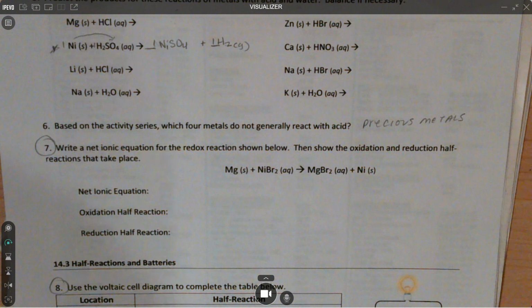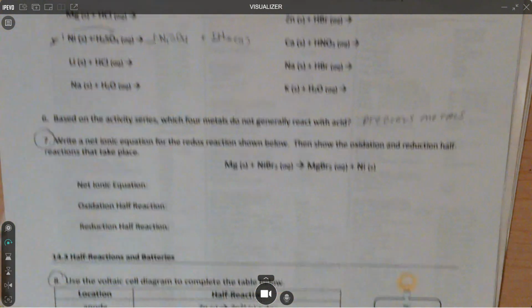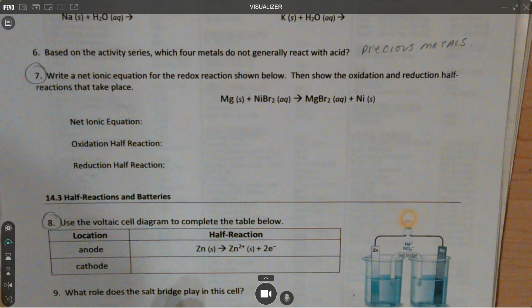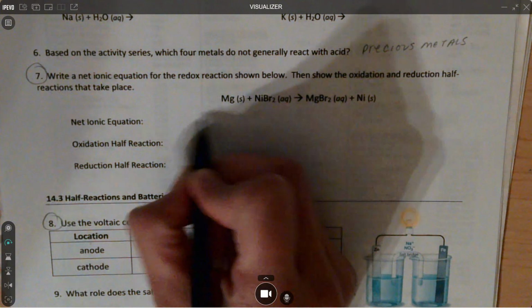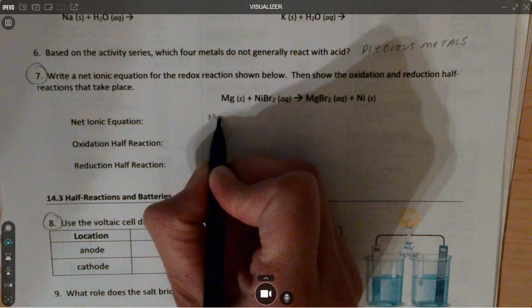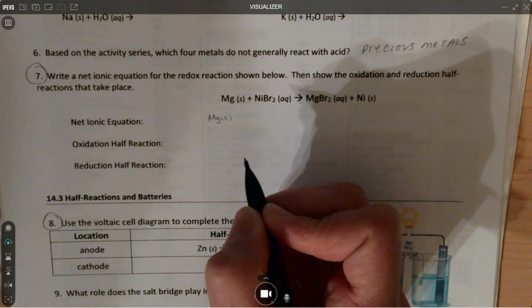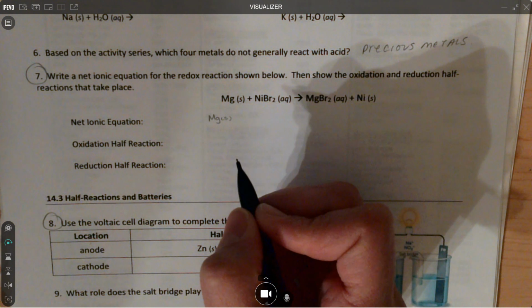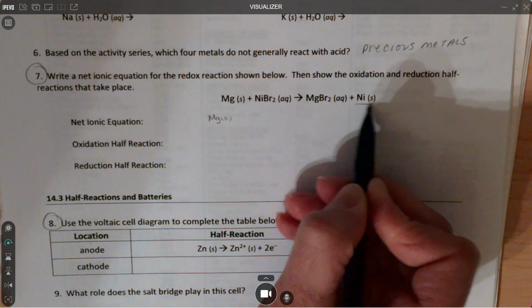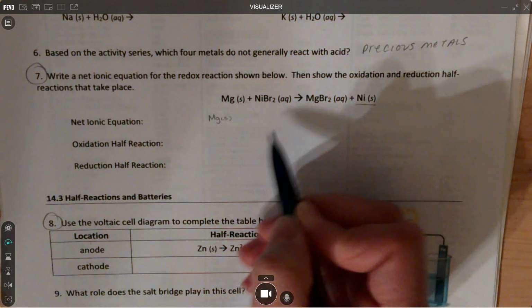Number 7, write a net ionic equation for the redox reaction shown below, then show the oxidation and reduction half reactions that take place. So these are actually my favorite. They involve a little bit more work to them, and I don't know, I like that. All right, so let's go ahead and break this apart as we best can. Magnesium is a solid, so in my net ionic, magnesium is not going to break apart at all. It's just going to stay as a solid. Now we're going to be looking at nickel, and bromine, right? So in this case, nickel is my solid.